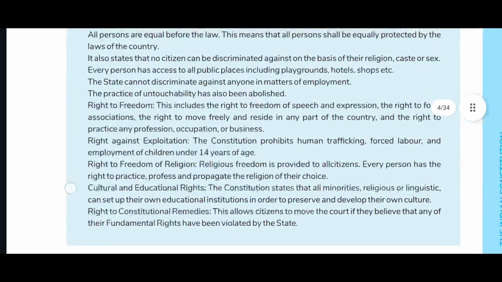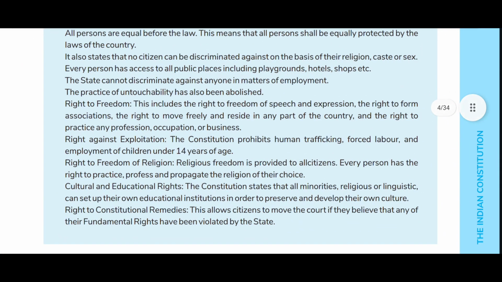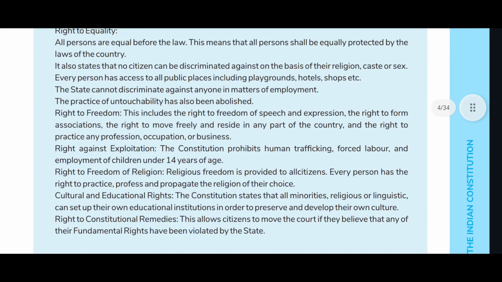Right to freedom. These include the right to freedom of speech and expression, the right to form associations, the right to move freely and reside in any part of the country, and the right to practice any profession, occupation, or business. Right against exploitation. The Constitution prohibits human trafficking, forced labor, and employment of children under 14 years of age.